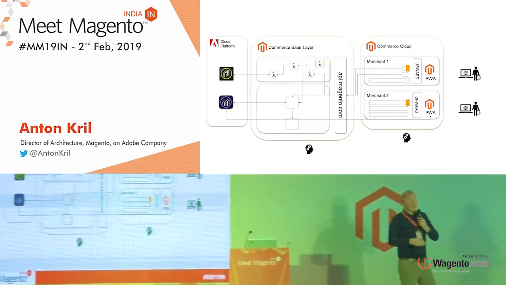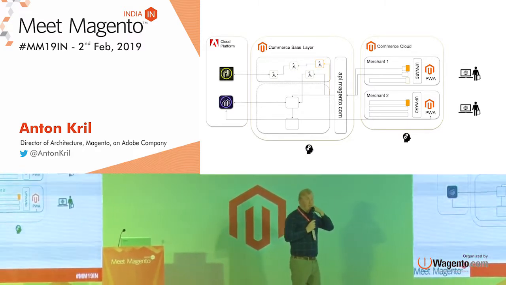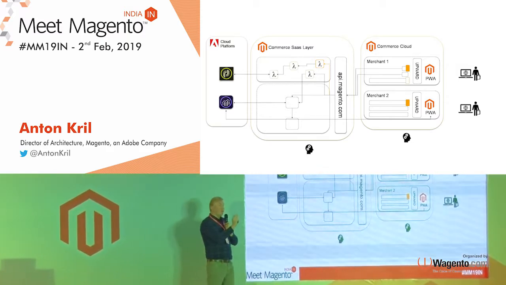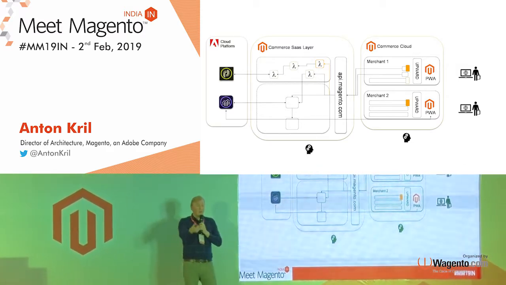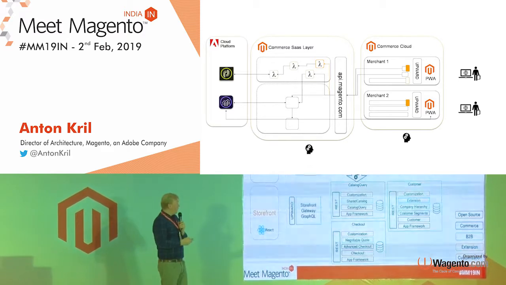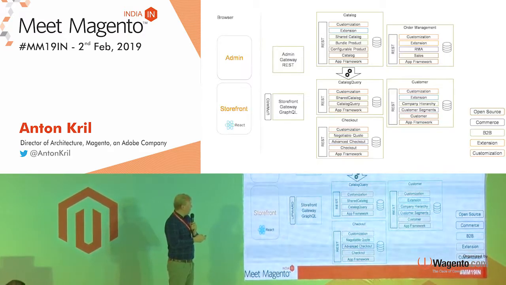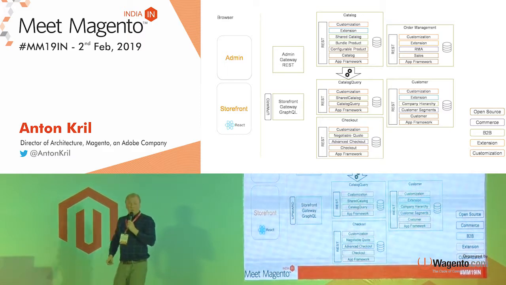Okay, so you see on this diagram, Magento is deployed as a set of instances that talk. And some of the services can be replaced by SaaS service. So it will be a bit more clear on this diagram, where we want to go.